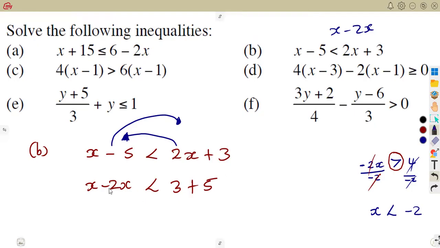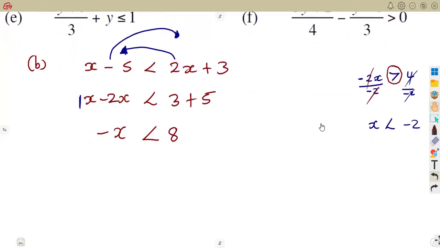So what are we having here? x minus 2x. This is the same as 1 minus 2, which is minus 1x. Minus 1x, guys, is the same as what? The same as minus x. So we have minus x is less than 3 plus 5, which is going to give us what? That is going to give us 8. So if minus x is less than 8, what about x? What is affecting x?